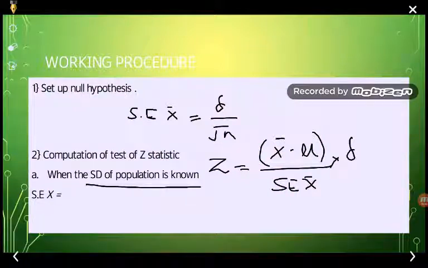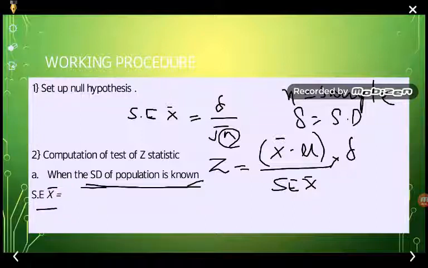But there is one case when the SD of the population is not known. If the SD value is already given, then we can find the standard error of the mean by this formula: Z equals the difference between the means divided by the standard error of the mean. What is n over here? N is the number of samples. What is sigma? Sigma is nothing but the standard deviation. And what is mu? Mu is the population mean.